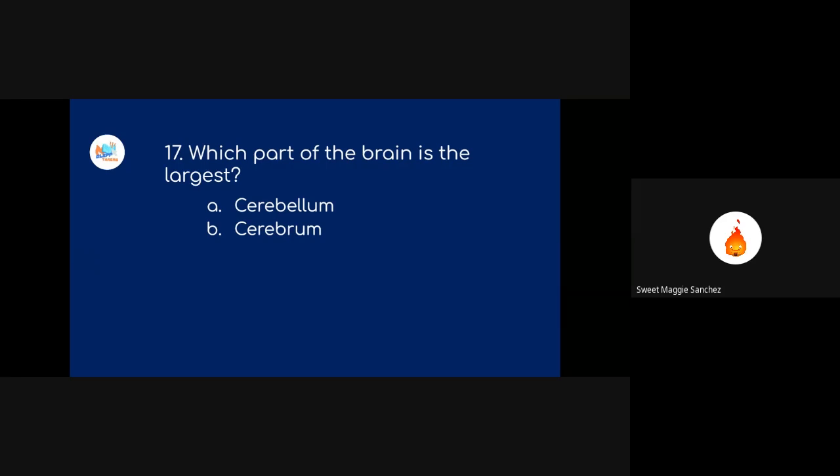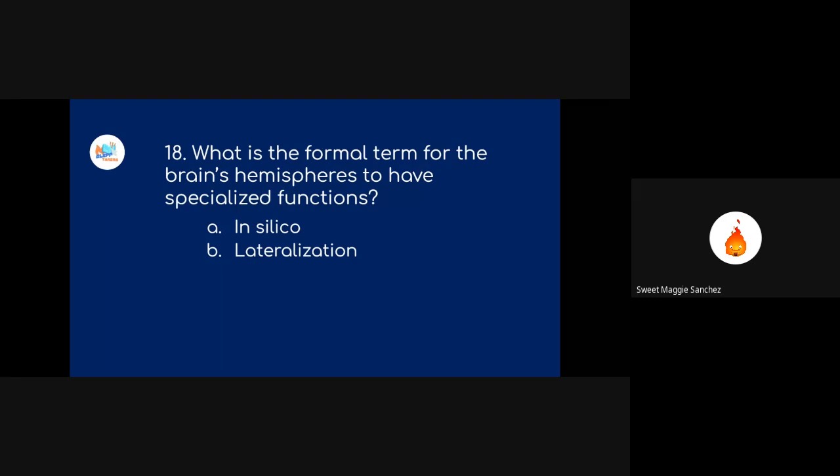Okay, timer stops. Question 18. What is the formal term for the brain's hemispheres to have specialized functions? Is it A, in silico, or B, lateralization?